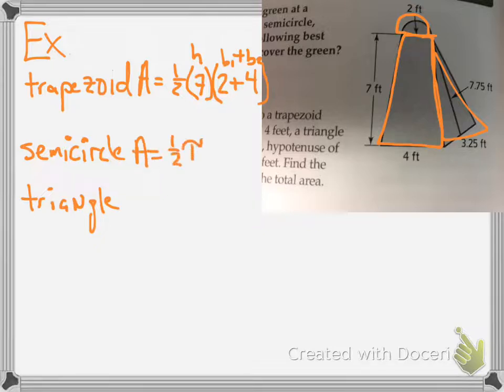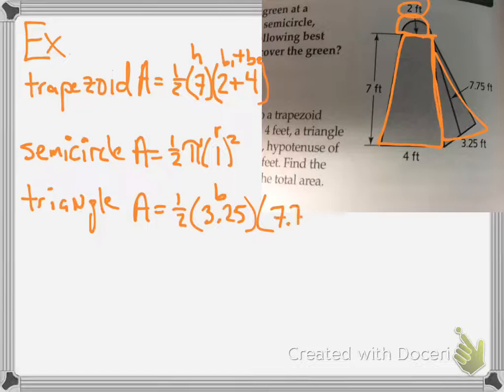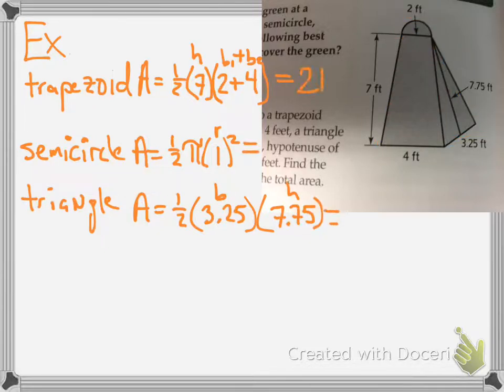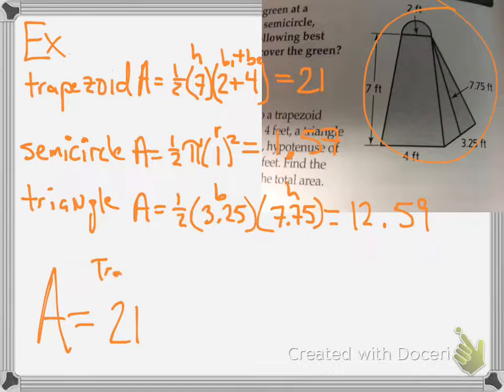I'm going to find the area of the semicircle. Again, the semicircle is half of a normal circle. Notice how the radius is 1 because that semicircle has a diameter of 2. And then for the triangle, half of the base times the height. Once you get all three of those areas, all you got to do is add all three because they're all together. So that's pretty easy. Just got to make sure you see the shapes you need to create the formula.